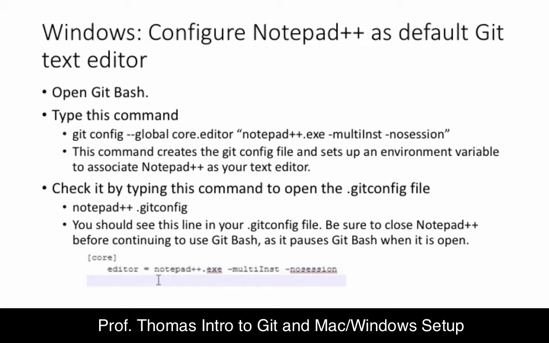Now you can check and see if this is done correctly by immediately typing notepad++ .gitconfig after you do that. That's the name of that preferences file. And inside of that file you should see this line that I have showing on the screen in front of you. Once you've done all that, you can close everything and you are good to go.